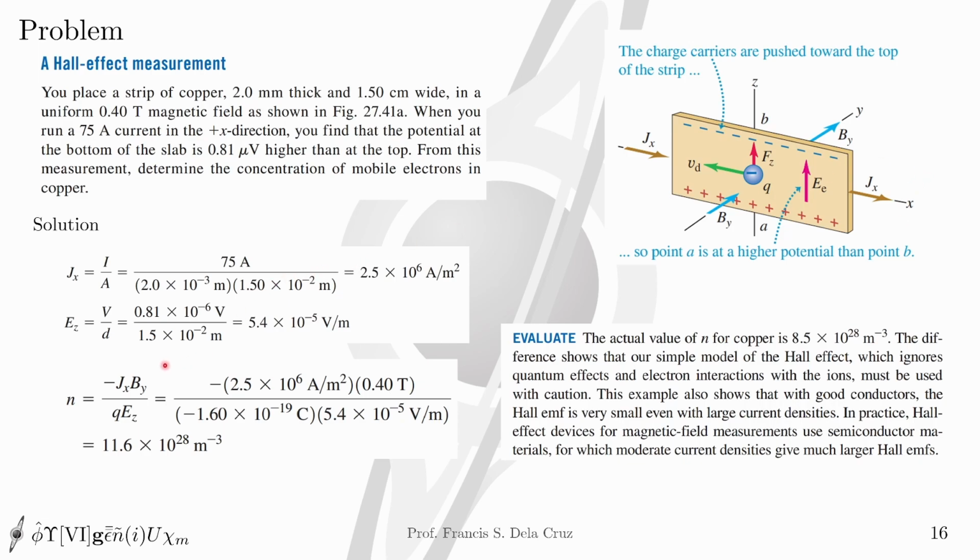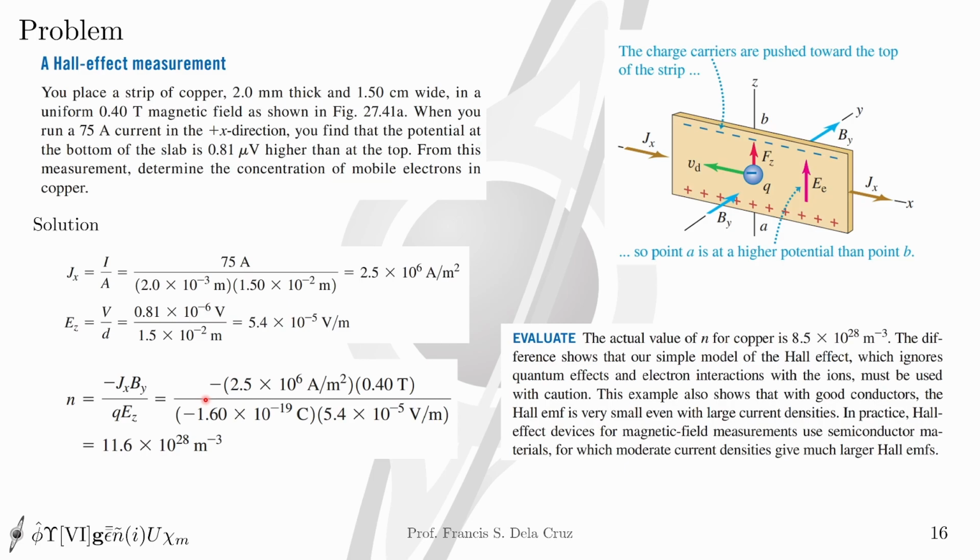And then we can also solve for the Hall EMF, or the Hall voltage, because we were given that the potential is 0.81 microvolt higher at the top than at the bottom. So the voltage between the bottom and top, would be 0.81 times 10 raised to negative 6 volts. And then you divide it by the width of the conductor, which is 1.5 times 10 raised to negative 2 meters.